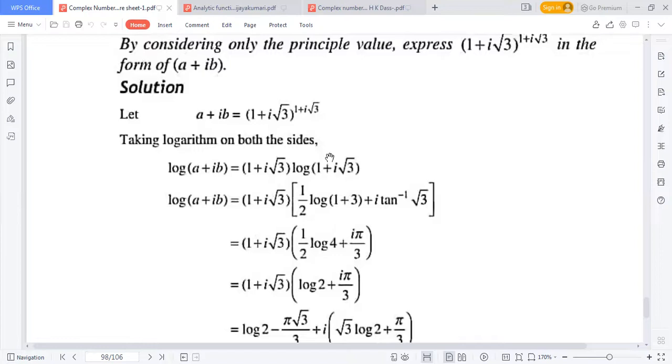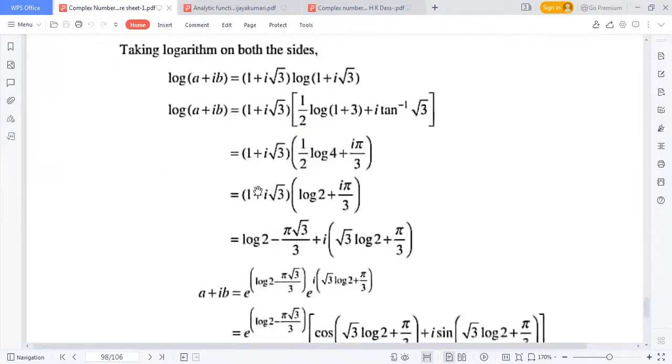So log(1 + i√3) can be represented as half log (real part squared plus imaginary part squared) plus i times tan inverse (imaginary part divided by real part). The imaginary part is √3 here and the real part is 1. So this is half log (1 + 3), which is half log 4. And tan inverse of √3, you must know, is 60 degrees, that means pi by 3. So i pi by 3. Now log 2 plus i pi by 3.